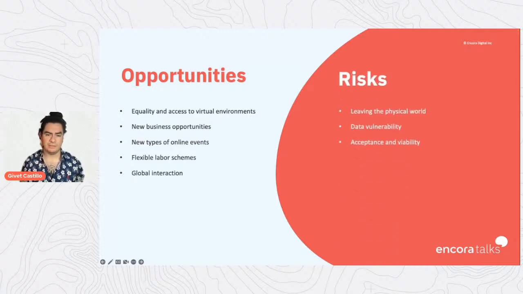And once again, we have three different risks. One could be leaving the physical world. It is thought that if the metaverse becomes as complete as the physical world, it could cause aspects of reality to be neglected because more time will be spent in virtual environments. So let's take a look at this. We will probably have a risk in data vulnerability until we have different laws and legislation.